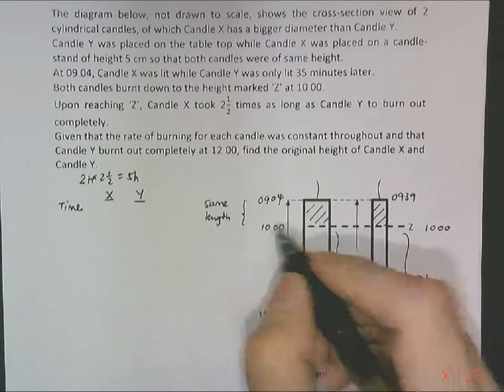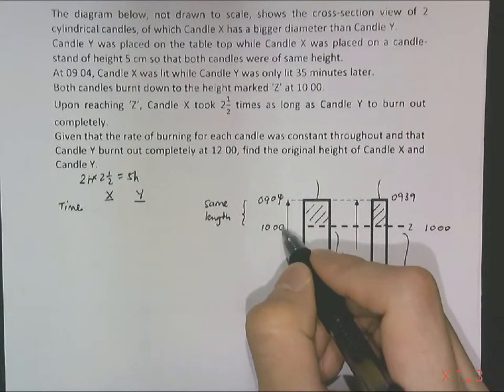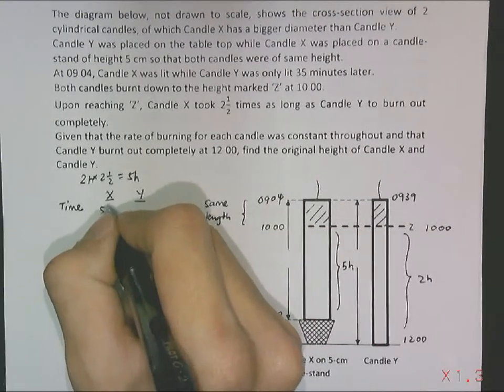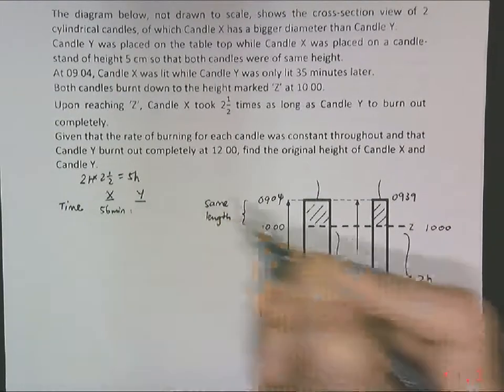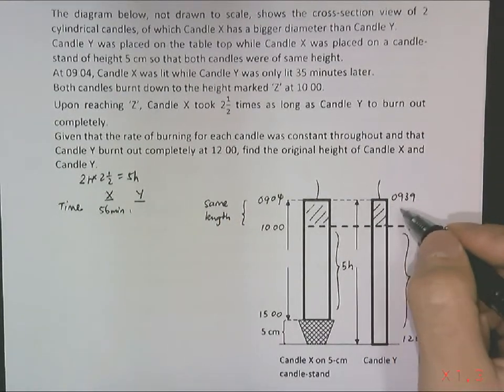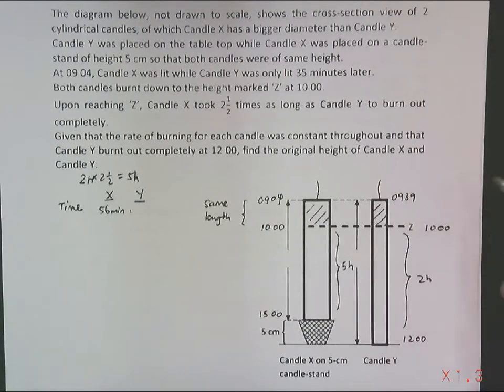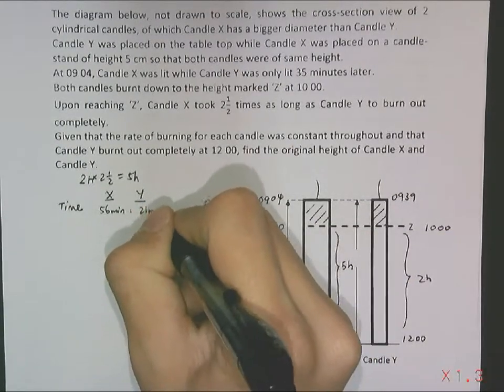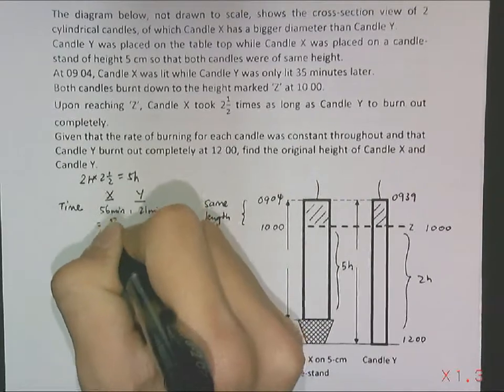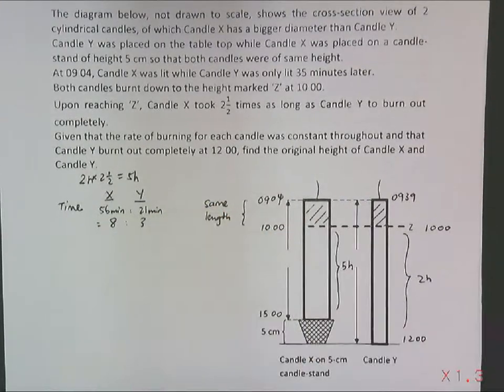so this takes 56 minutes. Candle X took 56 minutes, so candle Y took 21 minutes only. So in simplest form, this will be 8:3.